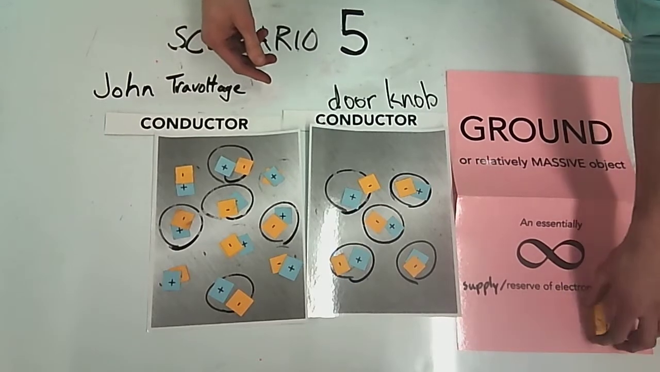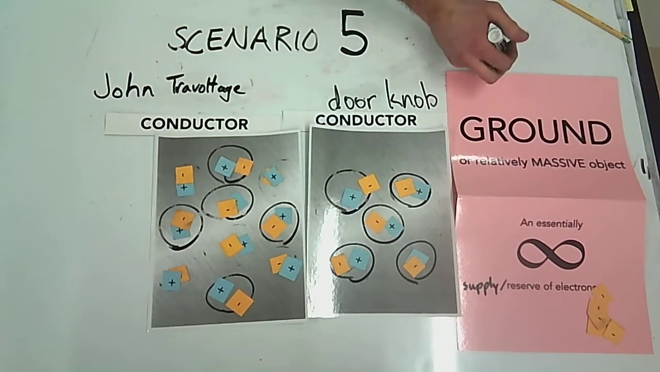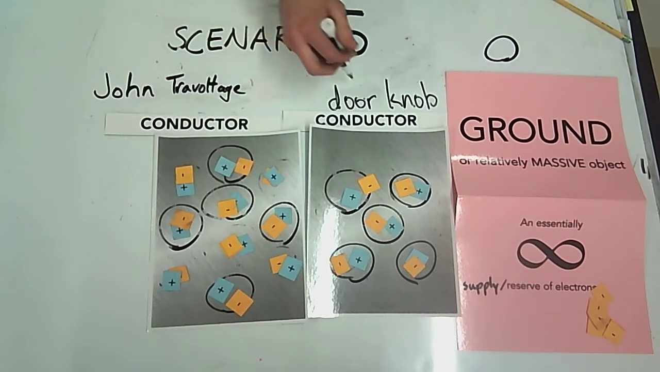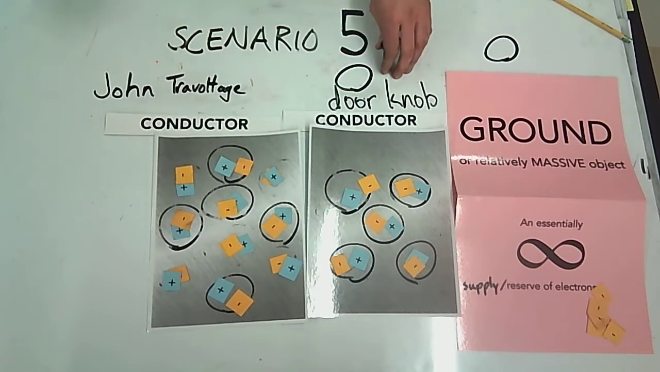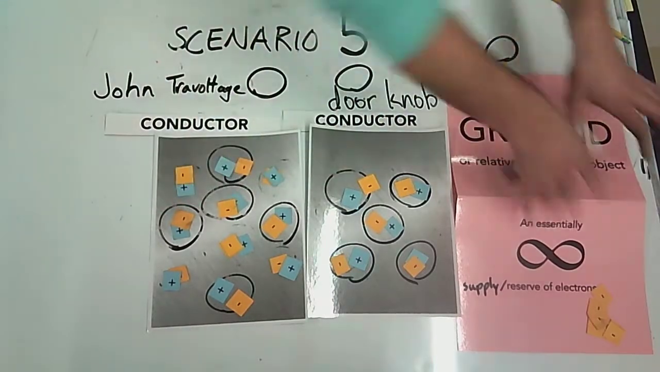Right? And since this is an infinite supply of electrons, the ground remains neutral. So I could maybe just draw a circle for neutral. The conductor, the doorknob, is neutral, and John Travoltage is also going to remain neutral as well. All of his extra electrons went to the ground.